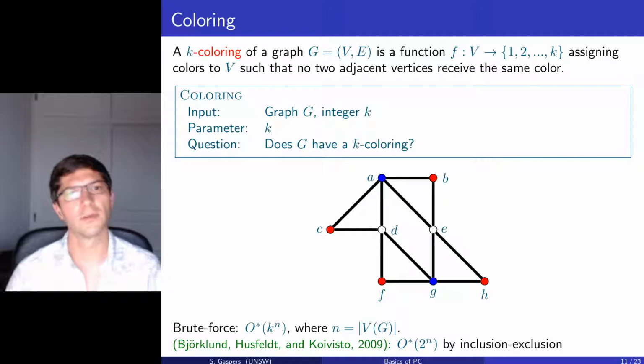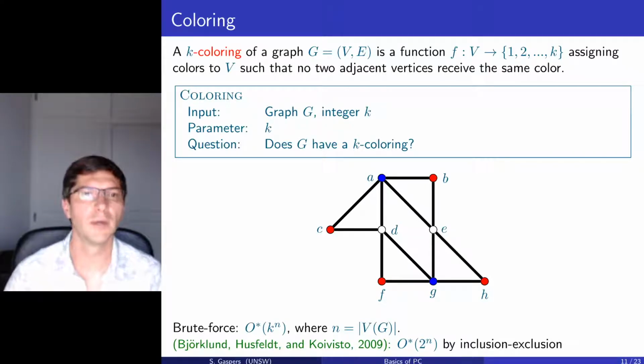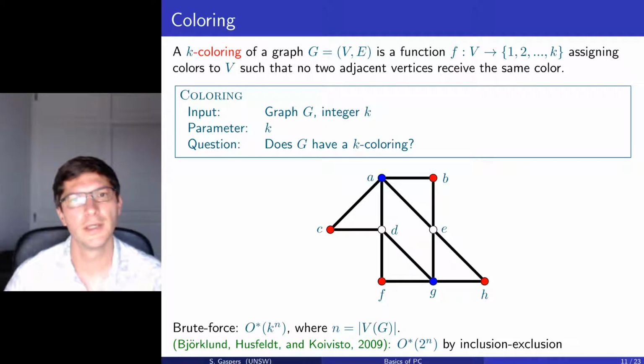Okay, let's talk about the coloring problem. Here we have as input a graph G and an integer k, and the question whether G has a k-coloring, and we look at the parameter k. And the k-coloring is of course an assignment of one color to each vertex, such that no two vertices receive the same color if they are adjacent.